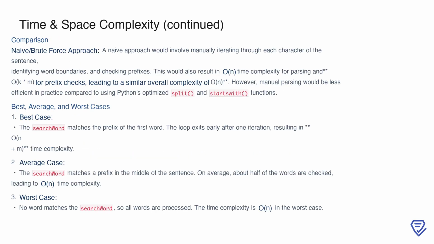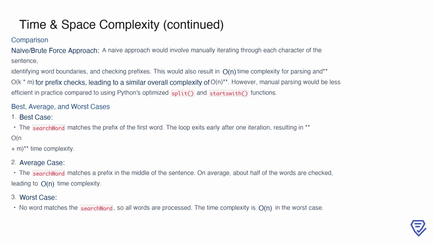Let's compare this approach with a naive or brute force method. A naive approach would involve manually iterating through each character of the sentence, identifying word boundaries, and checking prefixes character by character. This would still result in O(n) time complexity for parsing the sentence and O(k*m) for prefix checks, leading to a similar overall complexity of O(n). However, using Python's built-in split and startswith functions is more efficient in practice due to their optimized implementation.